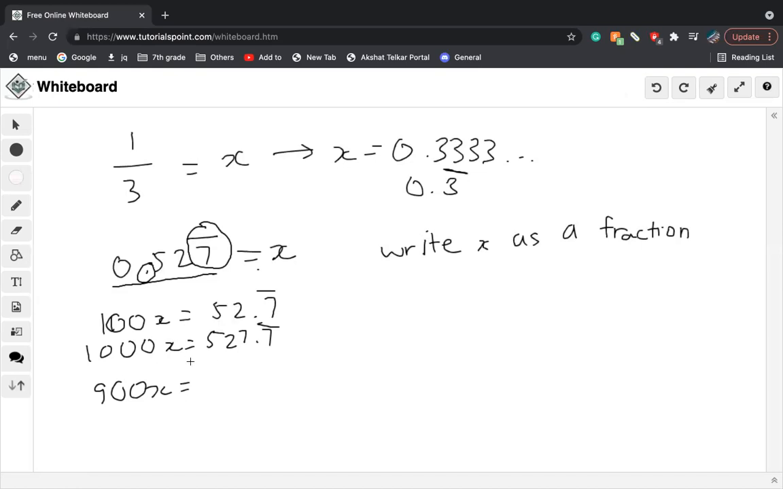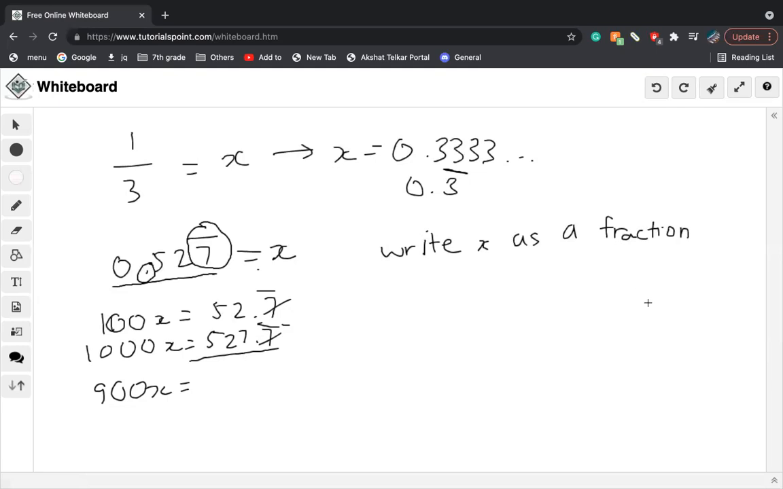Well, you want to subtract 527.7 right here minus 52.7. So you can see these two cancel out, and that literally just gets you out of this little continuous line right there, right? Just gets you out. So that gives you an equation itself. So 900x equals, and now you just do 527 minus 52.